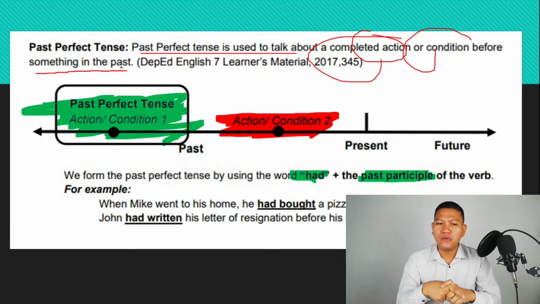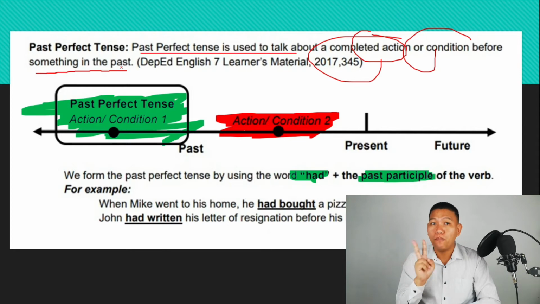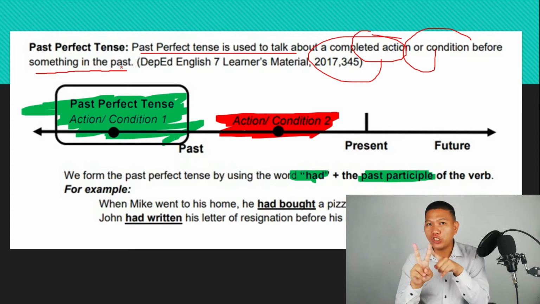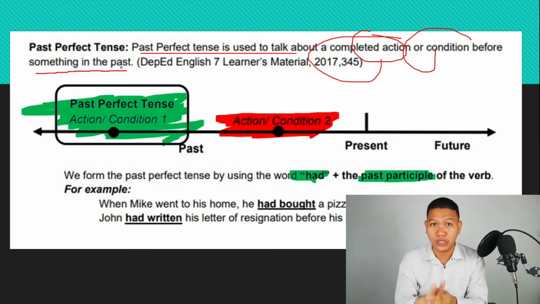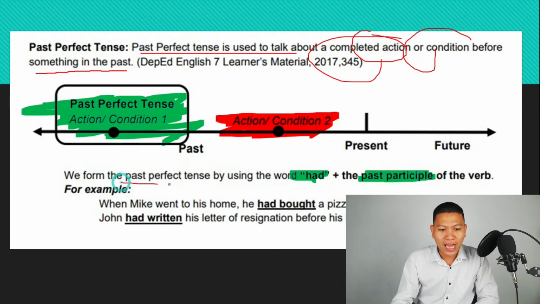Now, what's the purpose of using past perfect? It is for us to know which between the two past actions was completed first. So there are two past actions, and we use past perfect to identify which between the two was completed first. How do we do it? Past perfect is the past action which took place before another past action. And we do it by using the auxiliary verb had.